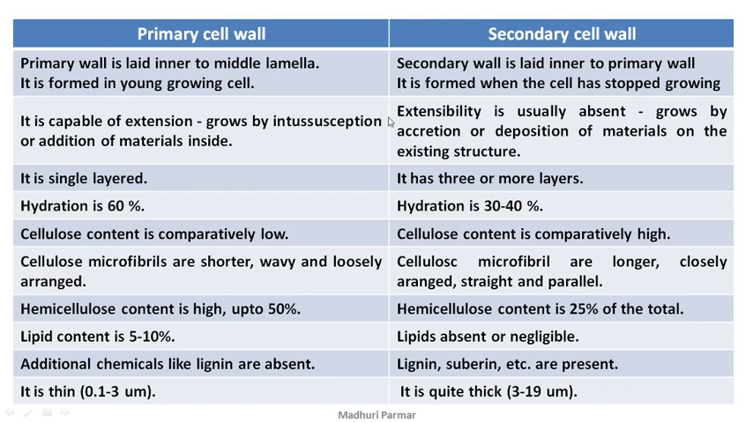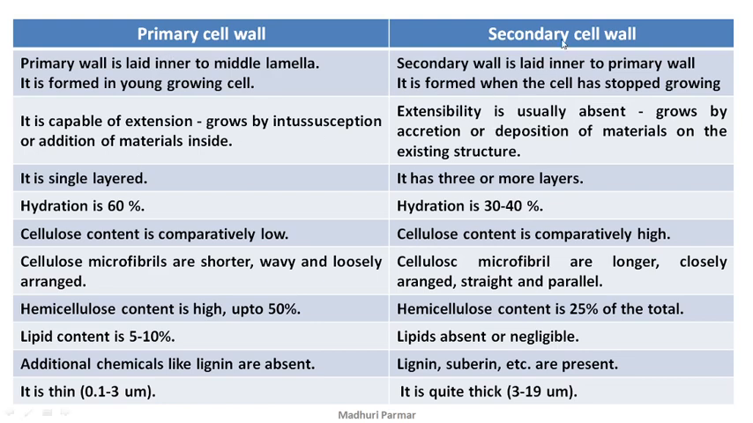So let us discuss very quickly what is the difference between primary cell wall and secondary cell wall. Primary wall is laid inner to middle lamella, while the secondary wall is laid inner to the primary cell wall. Primary cell wall is formed in young growing cell, while secondary cell wall is formed after the cell has stopped growing. Primary cell wall is capable of extension. It grows by intussusception or addition of materials.